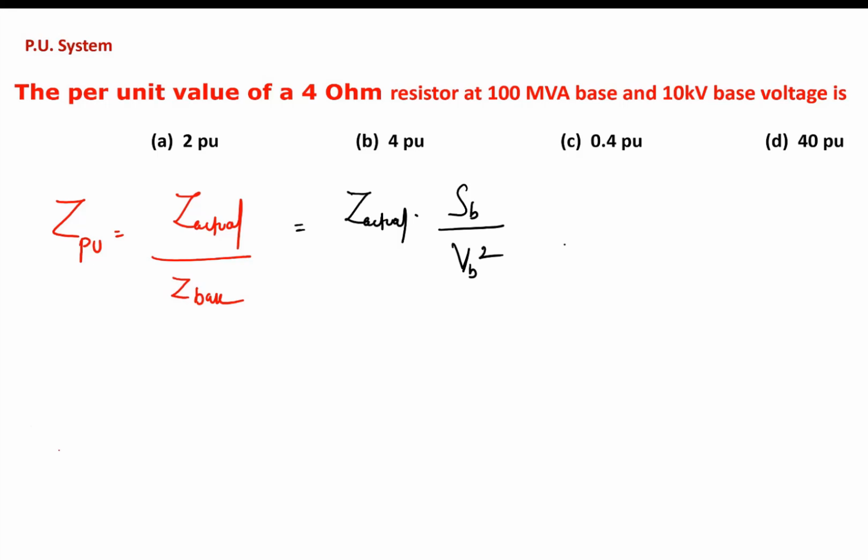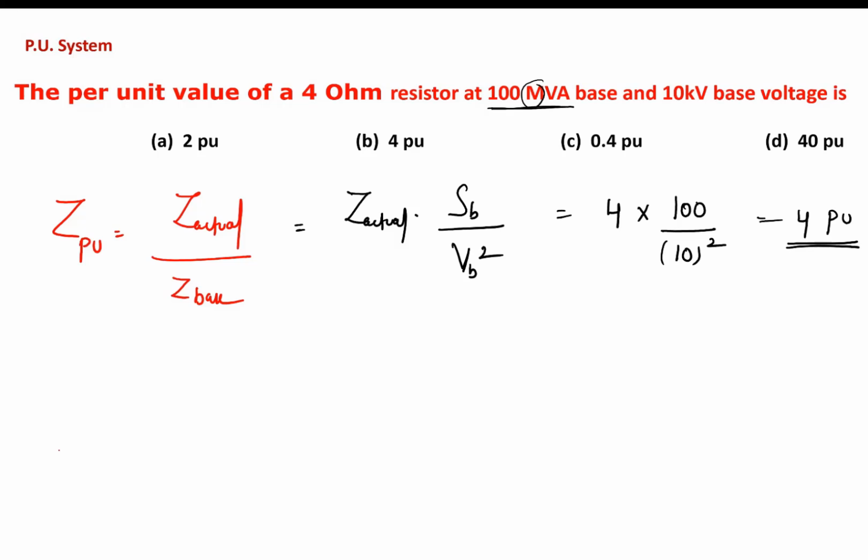S base divided by VB square. So the actual value of impedance is 4 ohm. What is the MVA base? It is 100 MVA. Base voltage is 10 square. So this value will become how much? 4 per unit. Here MVA and kV square will automatically cancel.